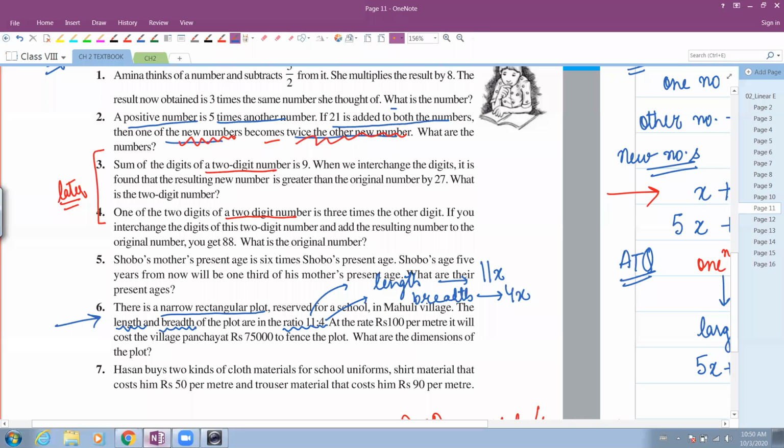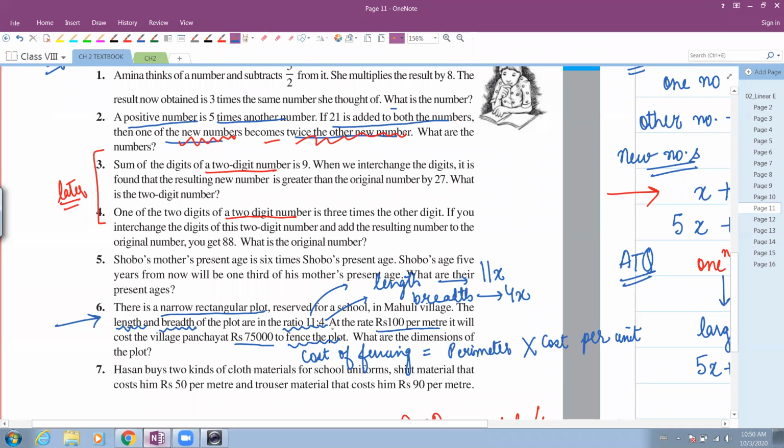Further, they are saying that at the rate of 100 rupees per meter, it will cost the village panchayat 75,000 rupees to fence the plot. Now, can anyone answer how do we find out the cost of fencing? By multiplying the perimeter by cost per unit. Cost per meter. That's right. We need the perimeter of the shape and we need to multiply it with cost per unit. And this is what we are going to do.